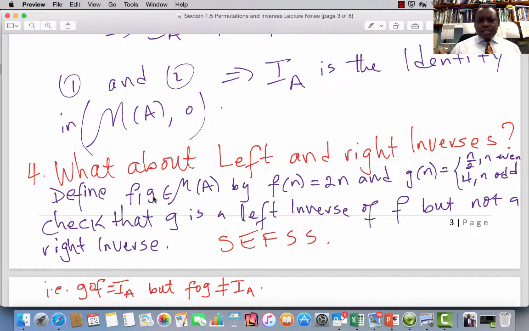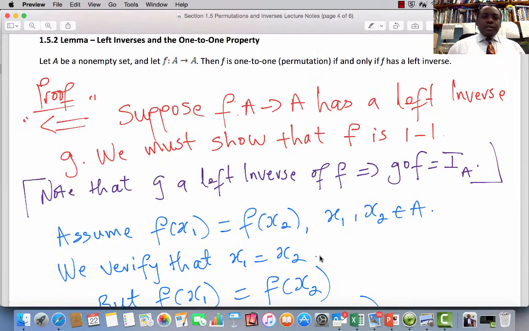Let me give you one quick example. Define f and g in M_Z, where your A is Z, the set of integers, by f(n) equals n plus 1 and g(n) equals n minus 1. Verify that f is the inverse of g and g is the inverse of f, and generate your own example, something a little bit more sophisticated than n plus 1 and n minus 1. I leave that as a simple exercise for serious students.